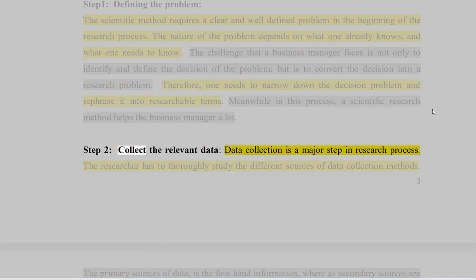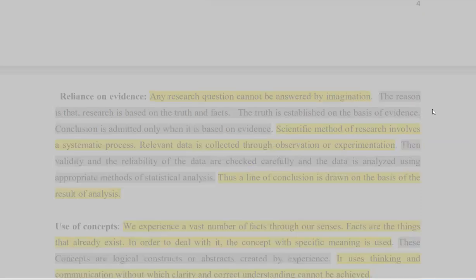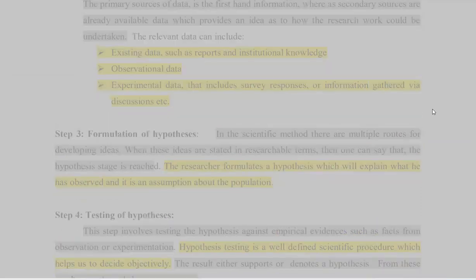Step 2: Collect the relevant data. Data collection is a major step in the research process. The researcher has to thoroughly study the different sources and data collection methods. The primary source of data is first-hand information, whereas secondary sources are already available data, which provide an idea as to how the research work could be undertaken.